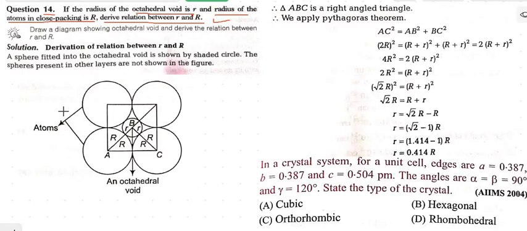They are asking us the relation between the radius. Now, which are the radius which have been given to us? The first is octahedral void radius, and the other is the radius of the atom in the closed packing. So, two radiuses are given, and we are supposed to find the relation between them.